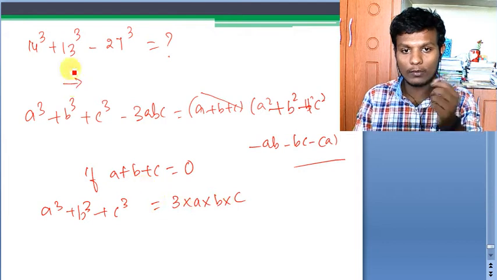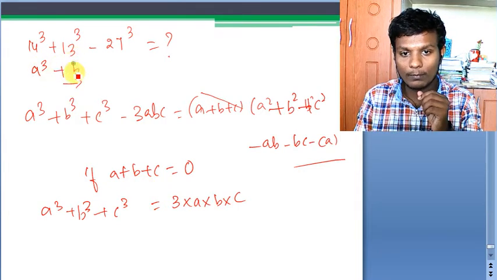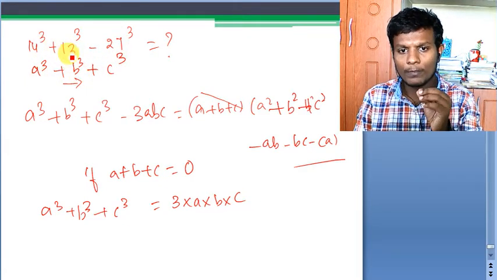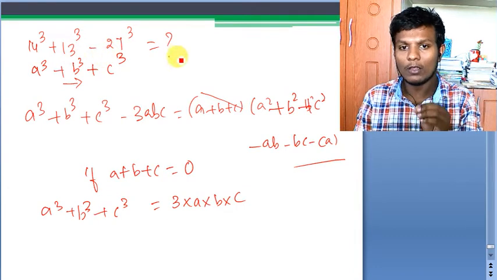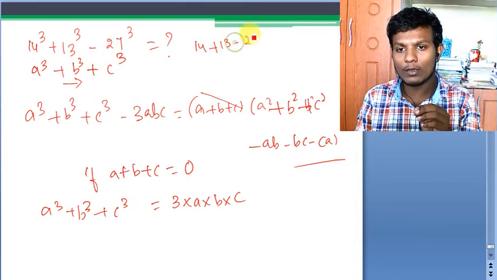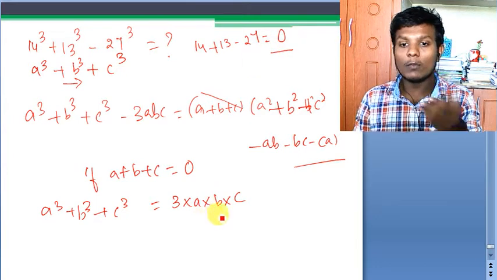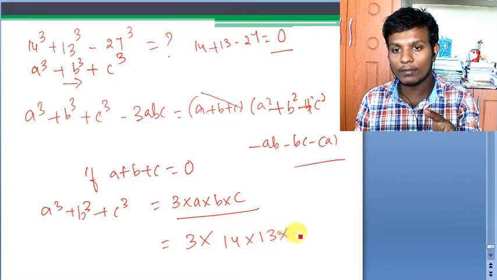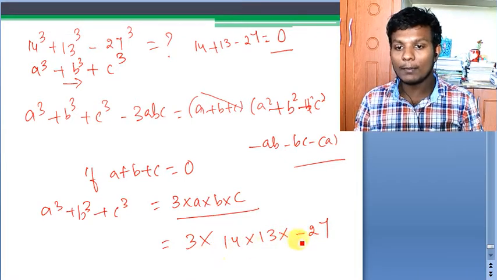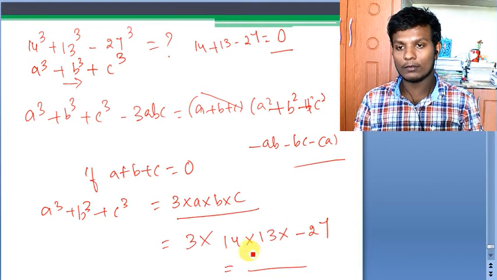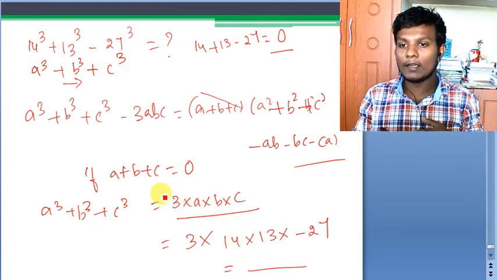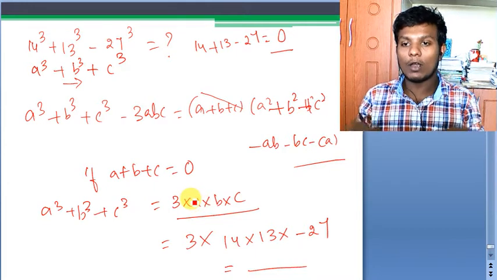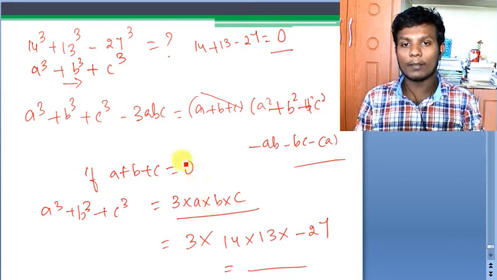So see here, if I assume this as a cube plus b cube plus c cube, in place of a 14 is there, in place of b 13 is there, in place of c minus 27 is there. So what is 14 plus 13 minus 27? A plus b plus c is 0. So then what is the value here? 3abc, straightforward. 3 into, in place of a I have 14, in place of b 13, in place of c I have minus 27. When I multiply all these things, I will be getting my answer. So sometimes the question seems to be indirect, but they will be revolving around this particular concept only. There is nothing that we can't solve using this particular concept.